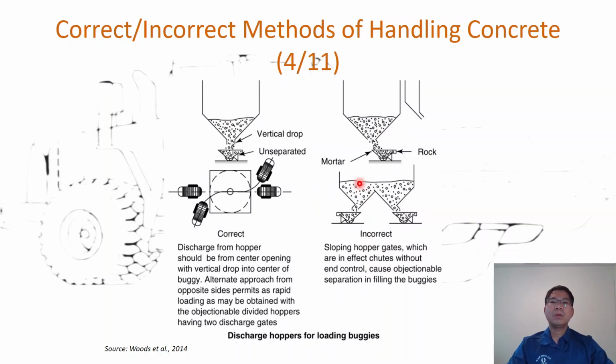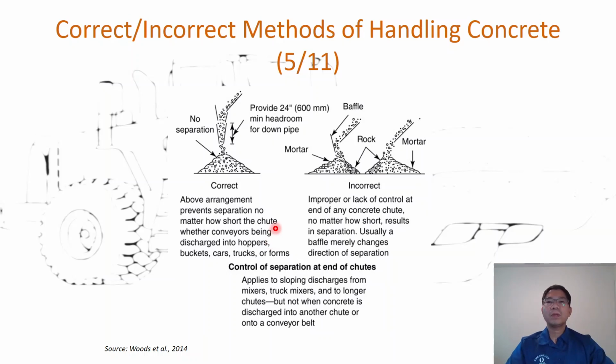And then to discharge the hopper for loaded buggies, you can see the buggy there, it has to go with a vertical drop instead of just one side, and you can see it will get segregation. Similar to here, as you can see, the down pipe has to go vertical. On the other side, if you go without the baffle, it's also not correct. If you have a baffle, it has segregation, the rock and mortar tend to be segregated.